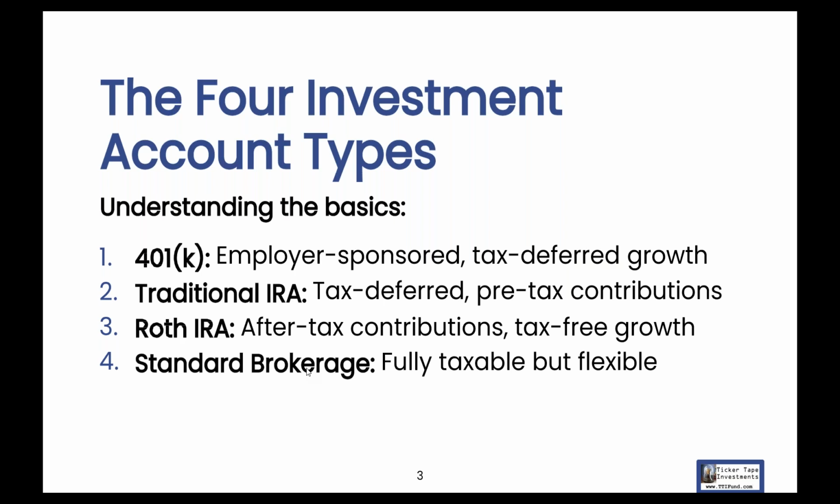But the 4 main ones are a 401k, which you should only have if you're currently employed by a company that has a 401k plan. Otherwise, you should have turned all your 401ks into IRAs, preferably Roth IRAs in most cases, and preferably self-directed. Secondly, there are traditional IRAs.